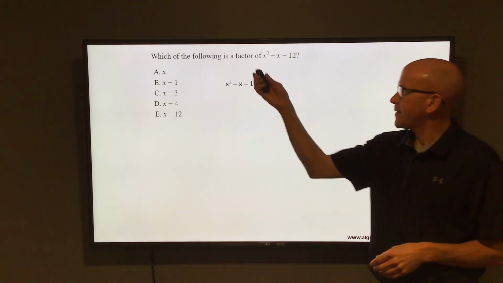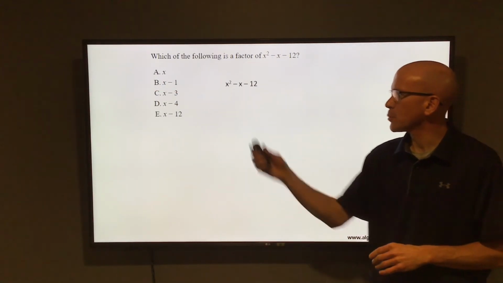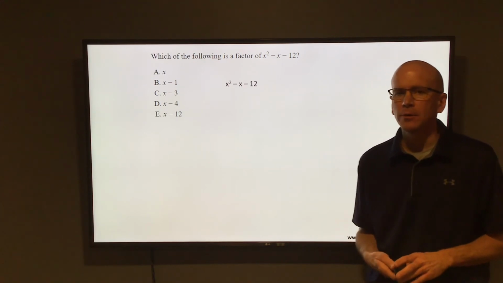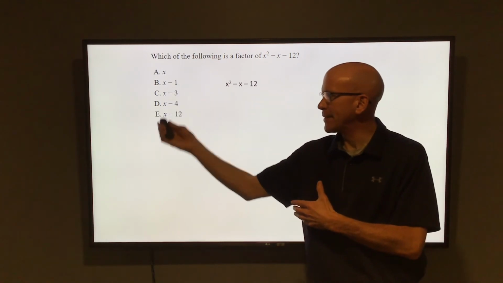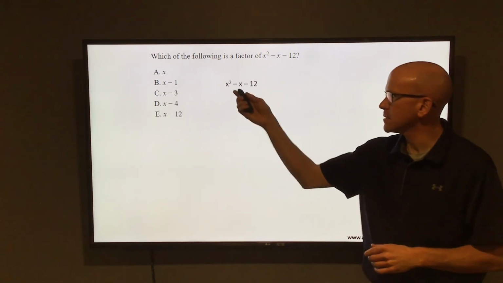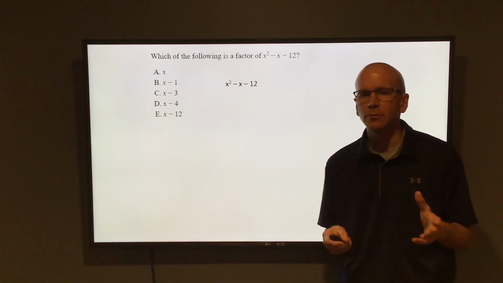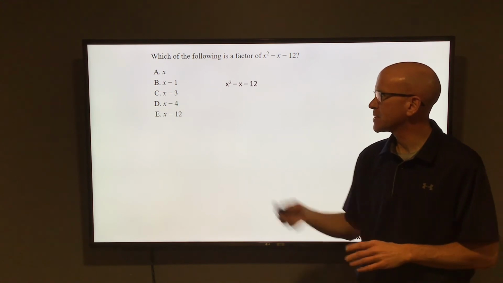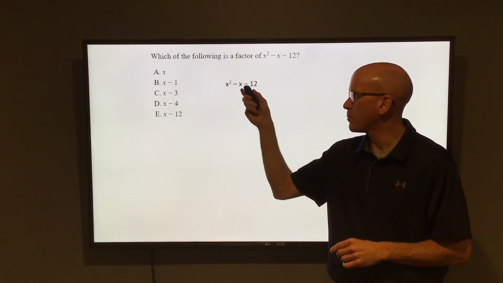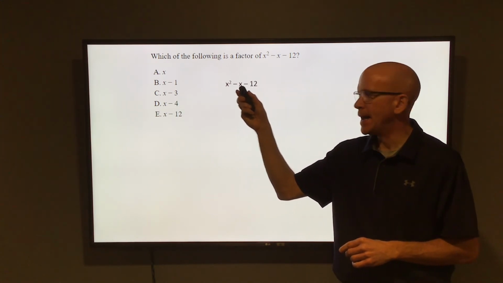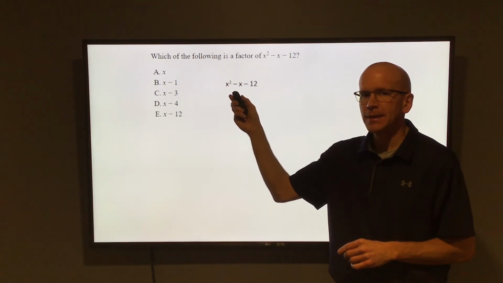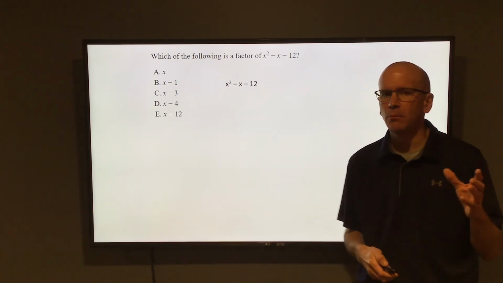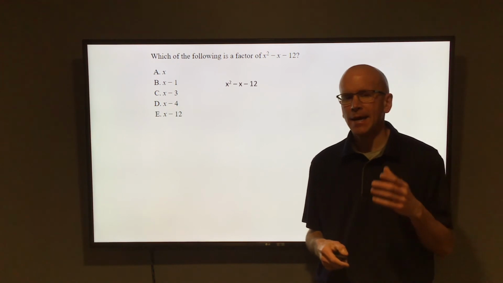Which of the following is a factor of x squared minus x minus 12? So we're going to factor this into two binomials and then see if we get one of these factors. To factor this into two binomials, since we have an x squared out front, the first terms would be x. The second terms of the two binomials will multiply to make negative 12 and add to make this middle coefficient negative 1. So you're looking for two numbers that multiply to make negative 12 and add to make negative 1.